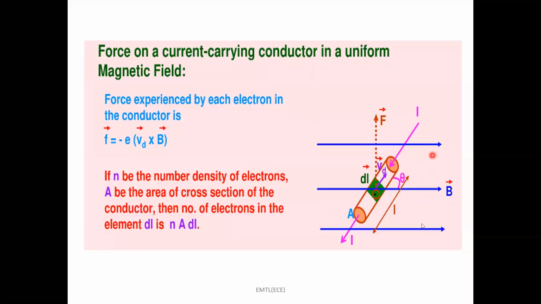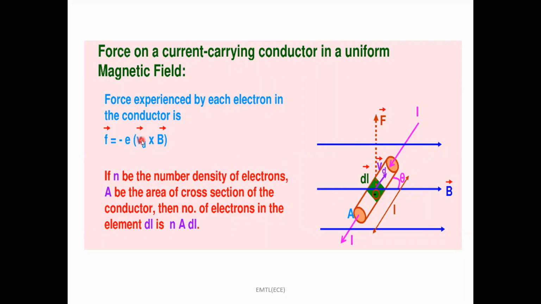So this is the figure, and these lines represent the magnetic field direction. This is a cylindrical conductor. The area of the cylinder is A and the length of the cylinder is L. Now a current I is passed through it. So let us assume an electron experiences a force.